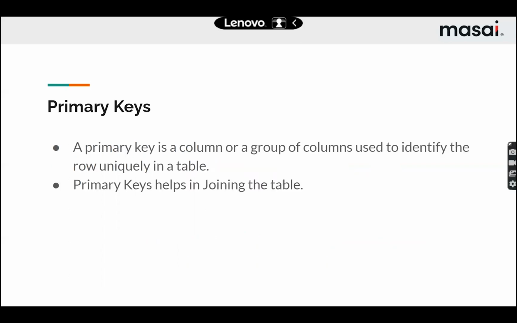Now let's try to understand what a primary key is. A primary key is a column or a group of columns used to identify a row uniquely in a table. A primary key helps in joining tables. I'll explain what this means.